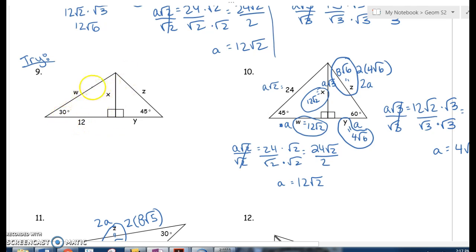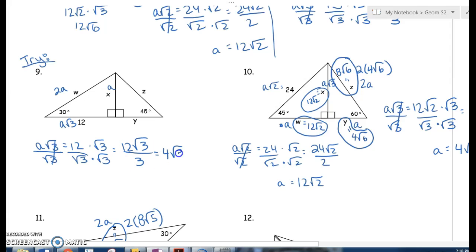Okay, so what you should have started off with is labeling this side A, this side A root 3, and this side 2A. So you should have set A root 3 equal to 12. You should have divided both sides by root 3 and then multiplied to rationalize the denominator. You should have gotten 12 root 3 over 3, which equals 4 root 3. So that's A. So this side x is 4 root 3. This side with the w is 2 times A. 2 times 4 root 3, you're going to get 8 root 3.